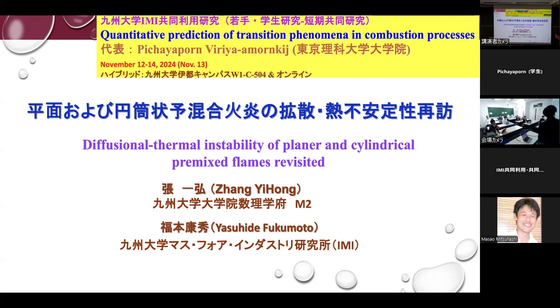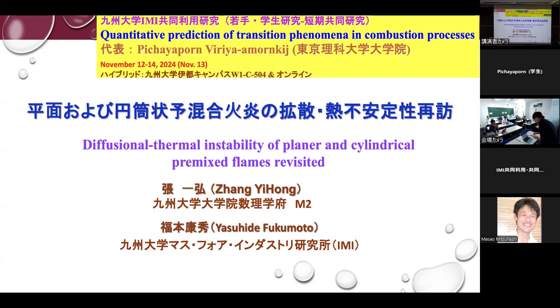So today, my supervisor, Felicity, will introduce the diffusional thermal instability of planar and cylindrical premixed flame.